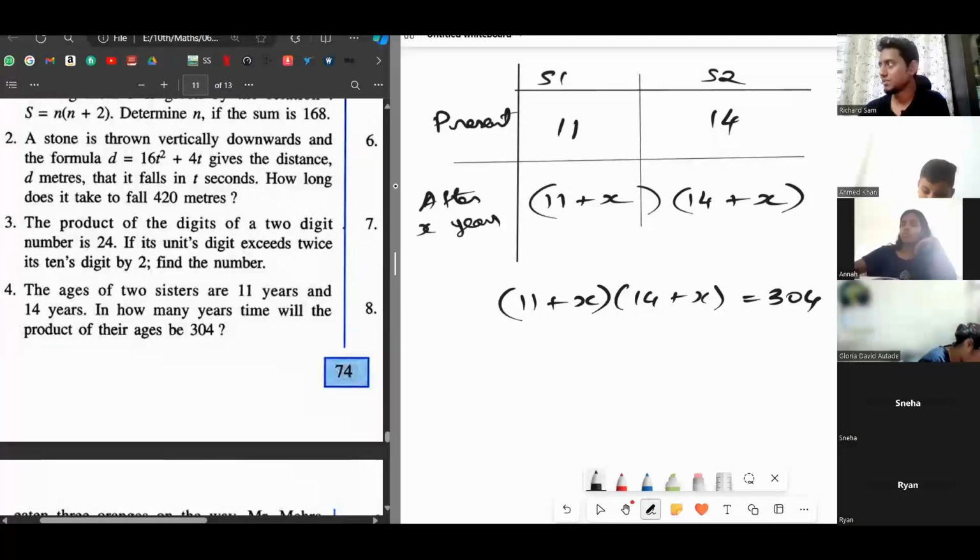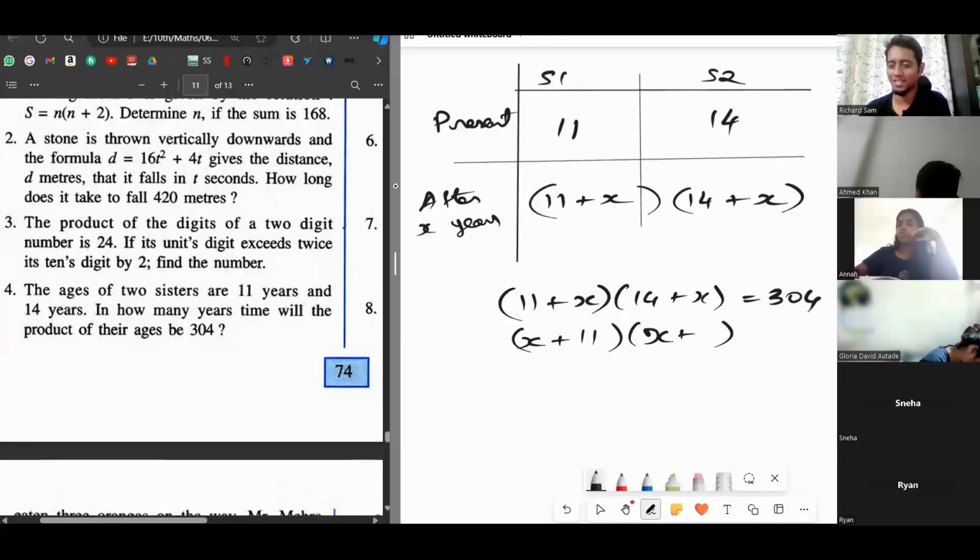Any doubt? You can simplify this just by rearranging it. Instead of 11 plus x, we'll write it as x plus 11. So it looks more like a plus b into a plus b. You're just putting x in the front to make it look better and less confusing. Okay, write this down, solve it, and tell me what is x.